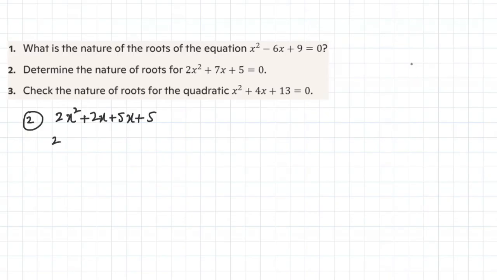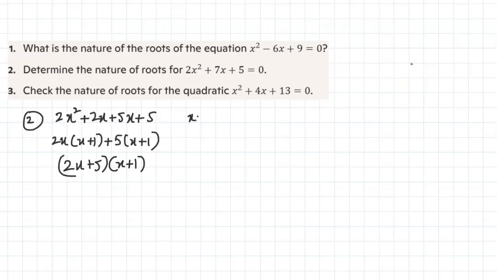Obviously, it has 2 distinct roots, 2x plus 5 and x plus 1. Okay. So one of the solutions is negative 5 over 2. The other is negative 1. So this is also worth noting, another key feature of parabolas, that roots are actually the x-intercepts.